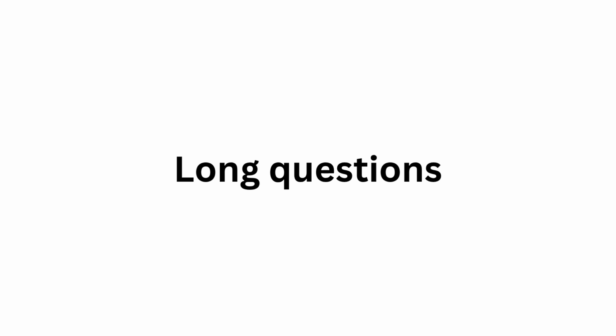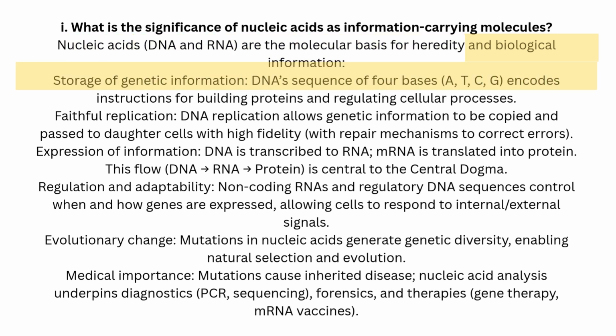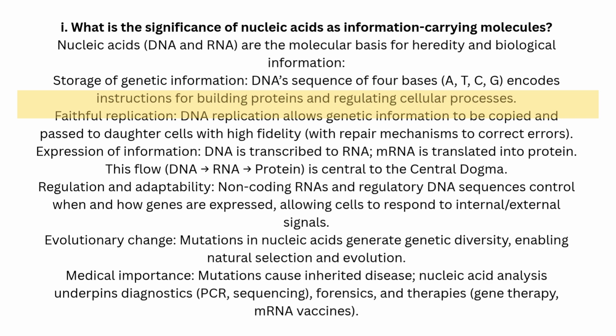3. Long questions, full answers, clear exam ready. 1. What is the significance of nucleic acids as information-carrying molecules? Nucleic acids, DNA and RNA, are the molecular basis for heredity and biological information. Storage of genetic information. DNA's sequence of 4 bases, A, T, C, G, encodes instructions for building proteins and regulating cellular processes. Faithful replication. DNA replication allows genetic information to be copied and passed to daughter cells with high fidelity, with repair mechanisms to correct errors.